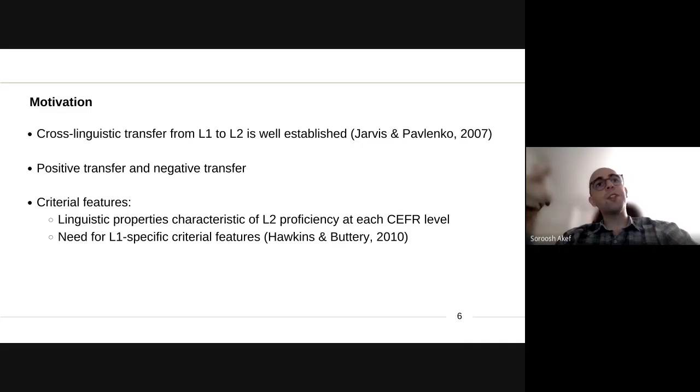Because of this, it is very interesting to know if we can identify what we call criterial features. These are linguistic properties that can be characteristic of L2 proficiency at each CEFR level. If you are a B2 learner, we expect you to be able to produce particular structures and not be able to produce some other structures. If we can identify these structures, that can help us automatically predict your proficiency level based on the text that you have written. And then there's the idea of L1 specific criterial features.